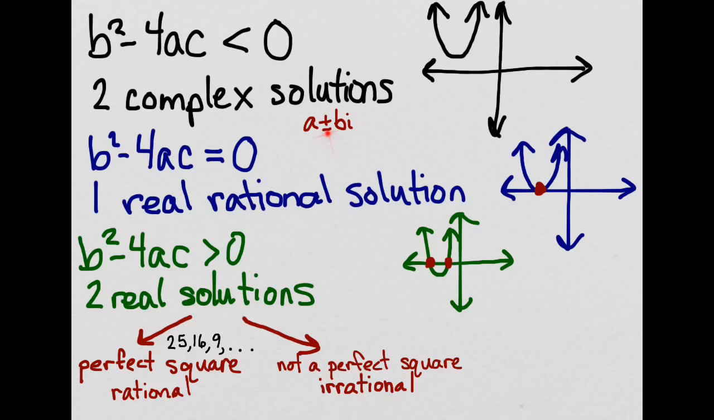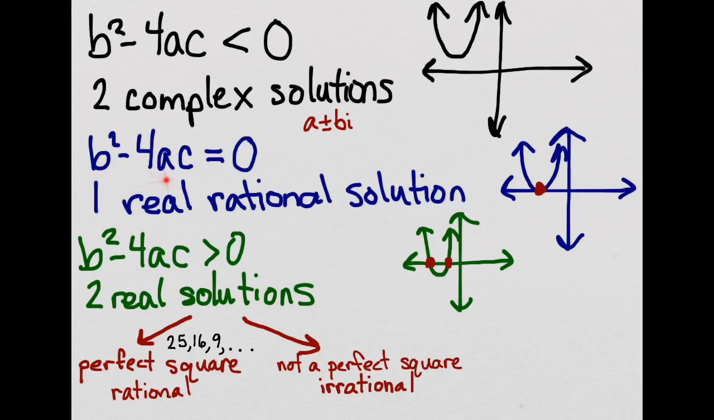The reason there are two complex solutions is because if we were to graph this, we would see that the quadratic parabola doesn't actually touch the x-axis anywhere. And remember, when we were graphing these, our solutions were where they hit the x-axis.